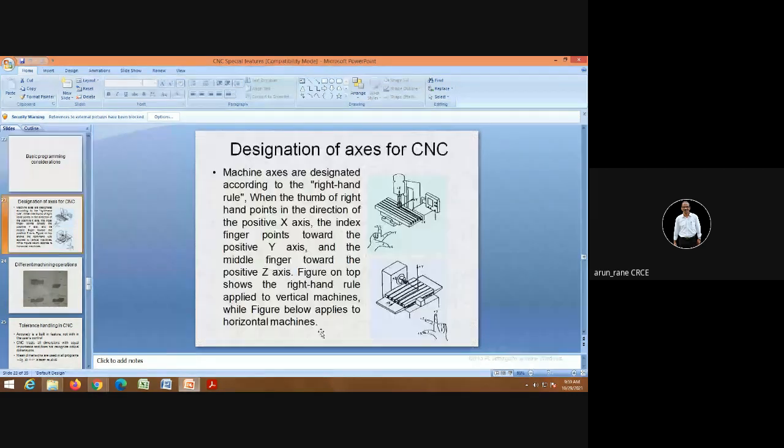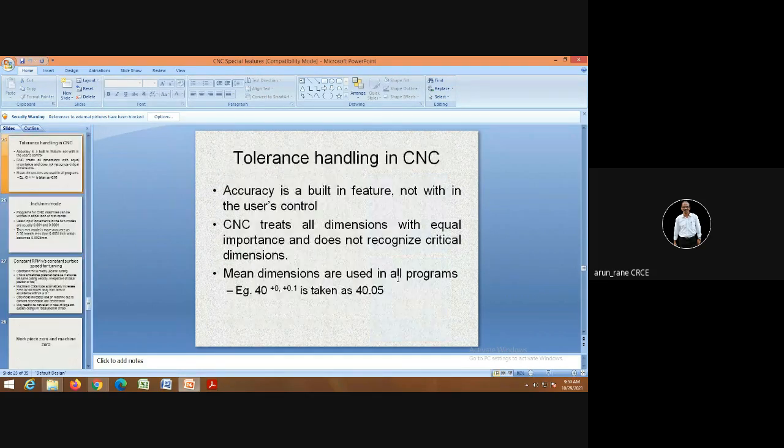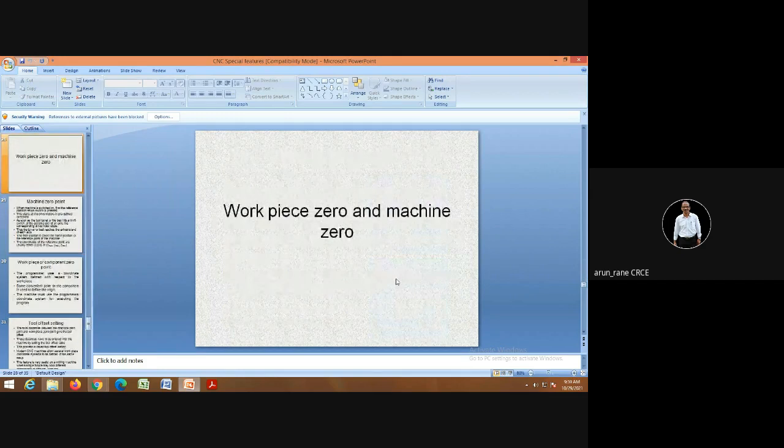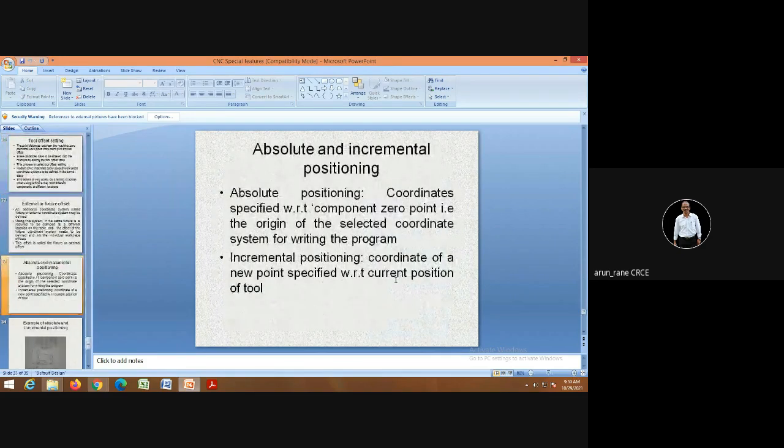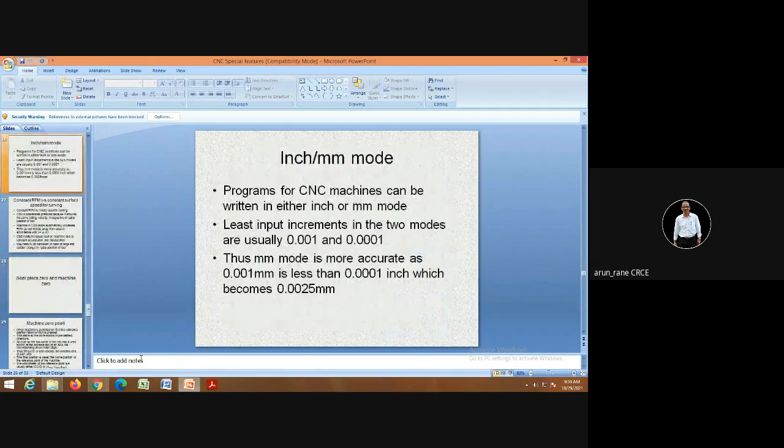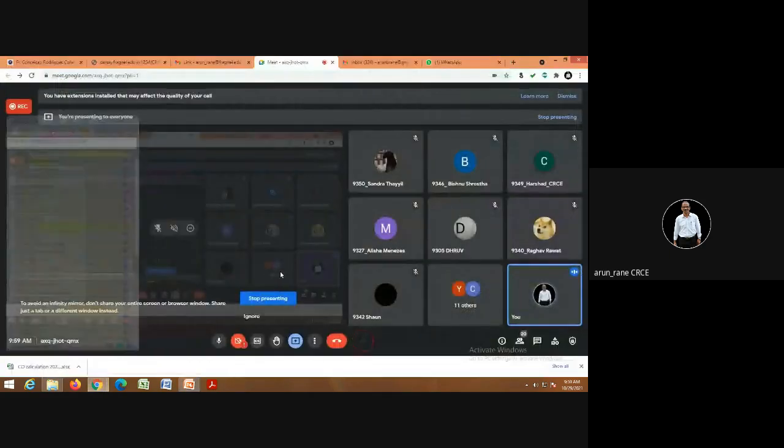And these basic programming considerations we will start next time, because this cannot be completed now. If you have any doubt, please ask. Otherwise, we can stop here.